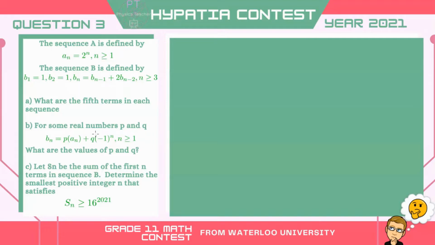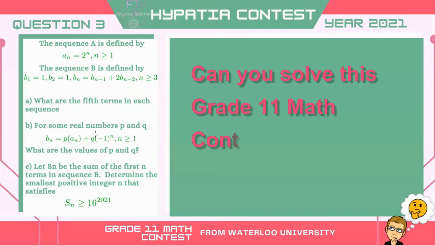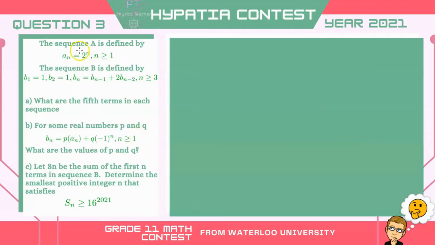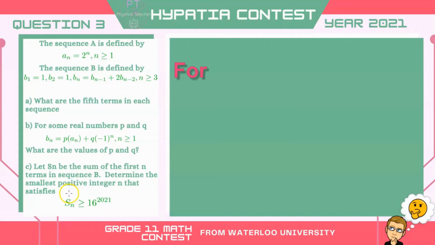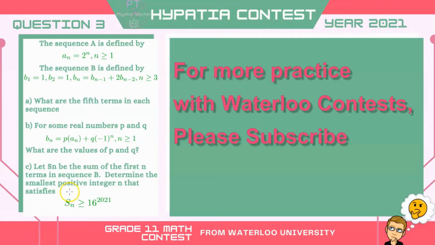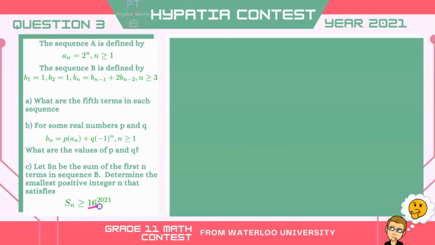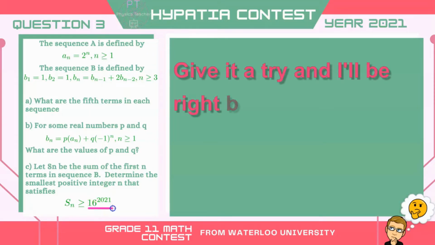This is a grade 11 Math Hypatia contest question. It's question 3 from the year 2021, and in it we have 2 sequences and 3 questions regarding those sequences. The last one being that you need to determine the smallest number of terms in sequence B so that the sum of all those terms is greater than or equal to 16 to the power of 2021. Give them a try, and I'll be right back with all their solutions.